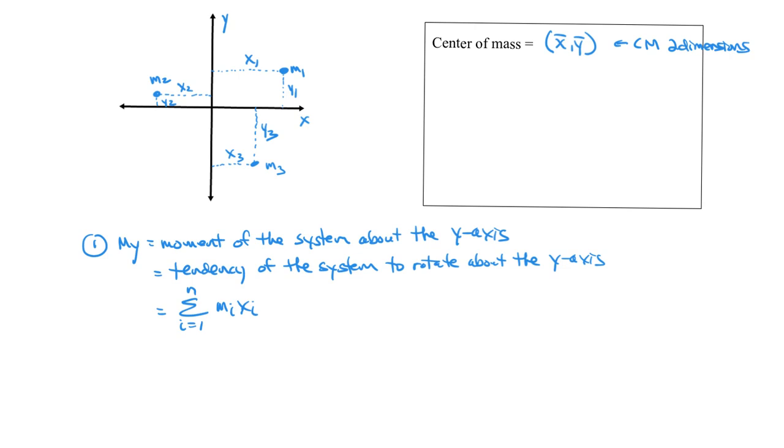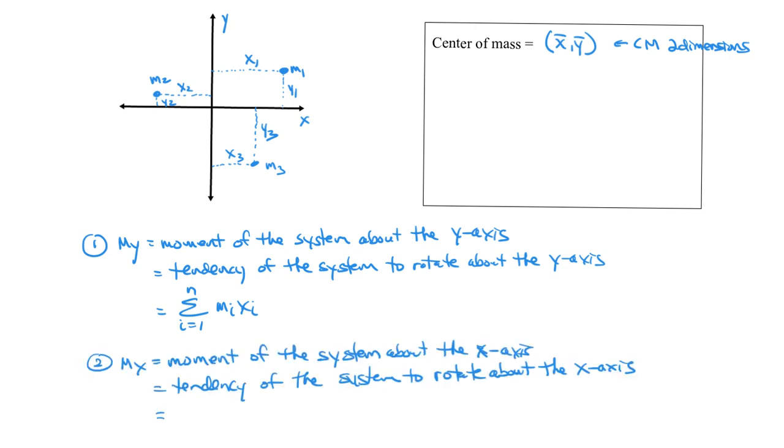And then of course we have a formula. This is equal to the sum i goes from 1 to n, m sub i, y sub i. So the moment of the system about the x-axis, so it's a tendency to rotate about this x-axis, and of course that is going to depend on the masses times these y-coordinates, right? Because those will determine the tendency to rotate about the x-axis. Okay, so we've got a couple of things here. We've got this formula, m sub y and m sub x.